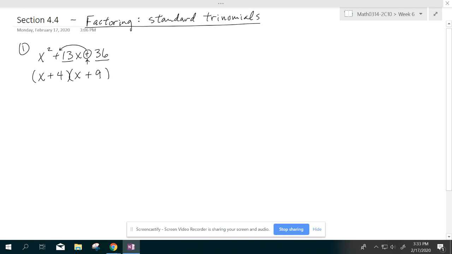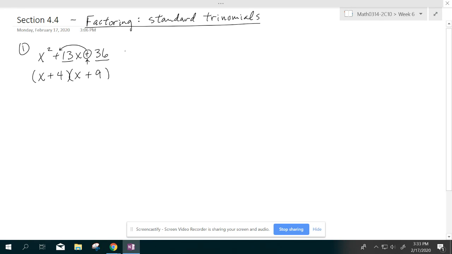But do y'all understand it's kind of a guessing game? You try to figure out what numbers multiply to make 36, and then those numbers have to add to make 13. It may take you a few guesses to get it. What if you're not good at guessing? Takes you a while, right? Would anybody like a systematic approach to that? Let me show you what I do, okay?